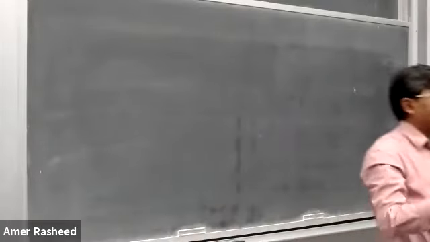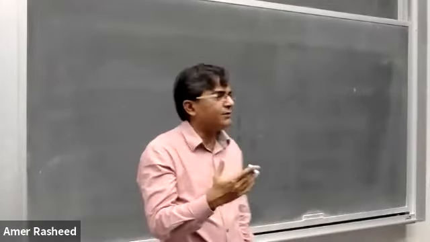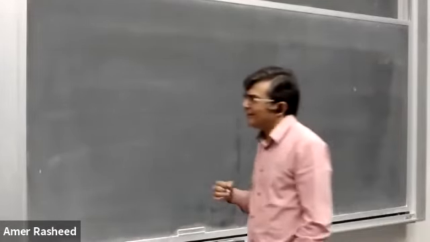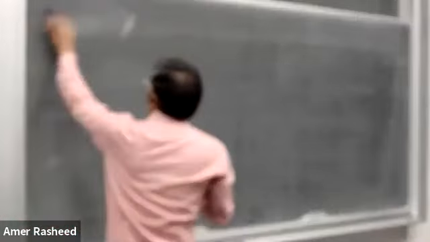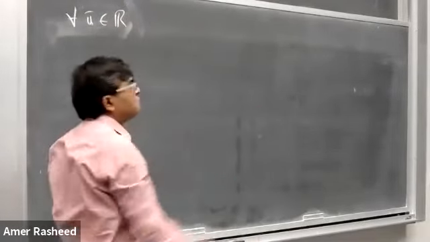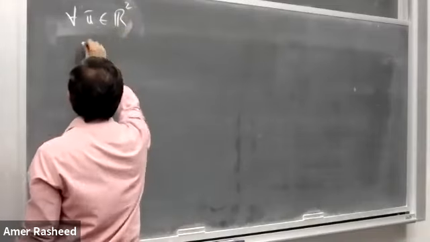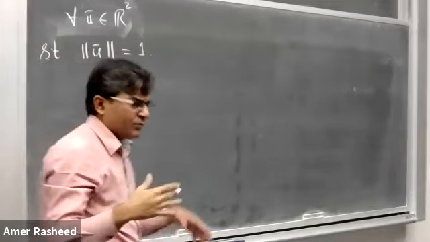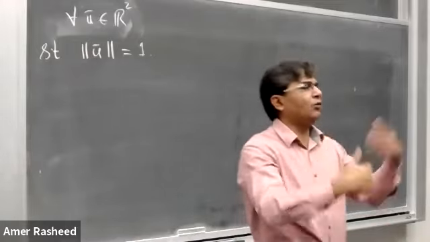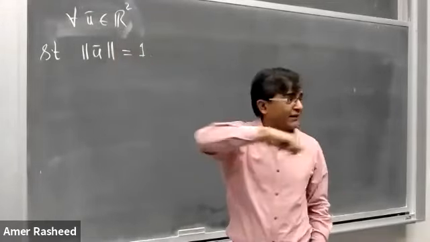What is the difference between all these norms? In fact, we cannot quantify these norms. There is only one method. If we assume that for all vectors U belonging to Rn, or in R2, for all U belonging to R squared, such that the norm of U is 1, then we can imagine what kind of norms these are and what the difference between all these norms is. We are assuming that all vectors have length 1.